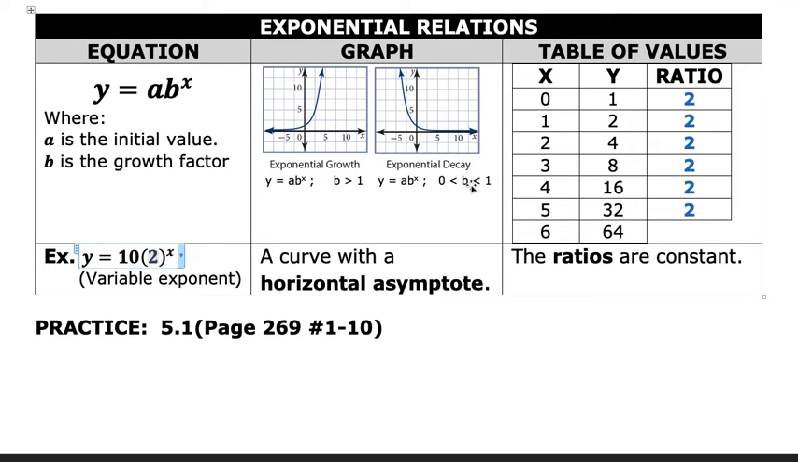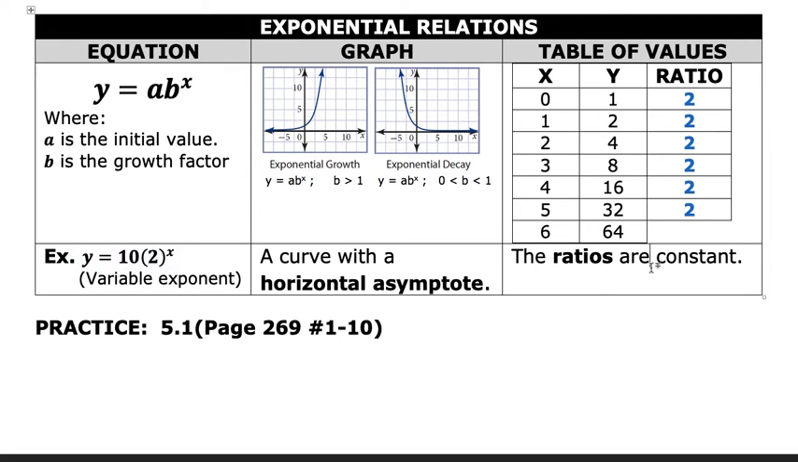A curve with a horizontal asymptote. Now this horizontal asymptote is this line that it's approaching but not actually crossing. So you can imagine here, if this was taking half of the value at each point, you'd always have half of the value remaining and never actually touch the x-axis.